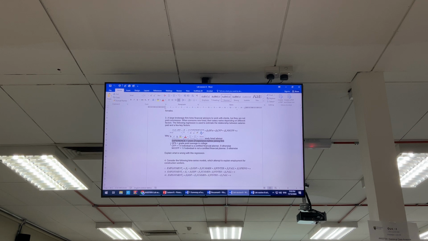GPA, grade point average, is also a quantitative variable, so we have two quantitative variables. Then CFP is equal to 1 if the individual is a certified financial planner, 0 if not. And then we have another variable, NOCFP, that is equal to 1 if the individual is not a certified financial planner, and 0 otherwise.